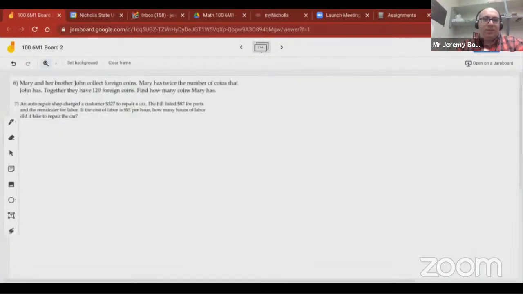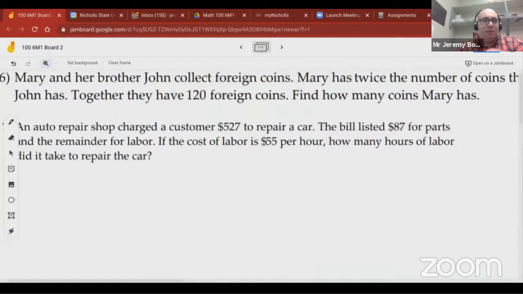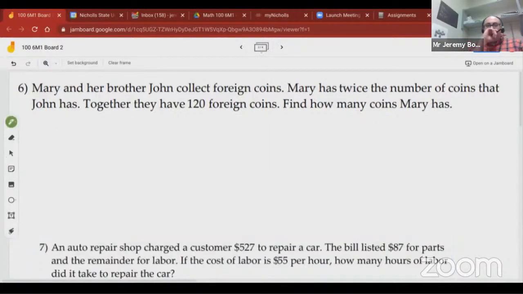It's everybody's favorite thing, word problems. So these are word problems that are designed to be modeled by a linear equation, okay? So we did some of these in class. Remember, you go through, find the values they give you, find the relationship, and try to write it out as a linear equation. And then once you've done that, see if you can solve it. So give these a shot. Give you a few minutes. So Mary and her brother John collect foreign coins.